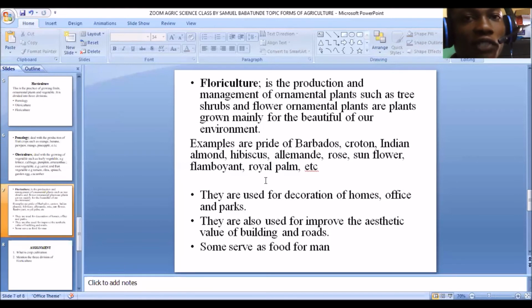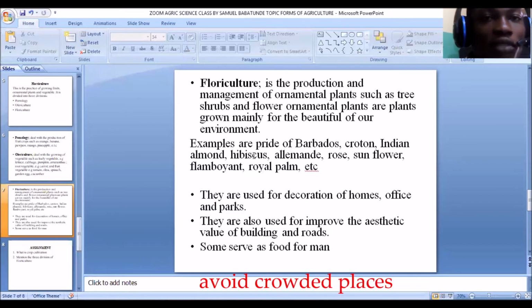And we say horticulture involves what? The cultivation of ornamental plants, which is floriculture, vegetables, which is olericulture, and fruit crops, which is pomology. Now, examples of these ornamental plants include Pride of Barbados, the croton, the Indian almond, the hibiscus flower, the rose, sunflower, flamboyant, royal palm, and so on.